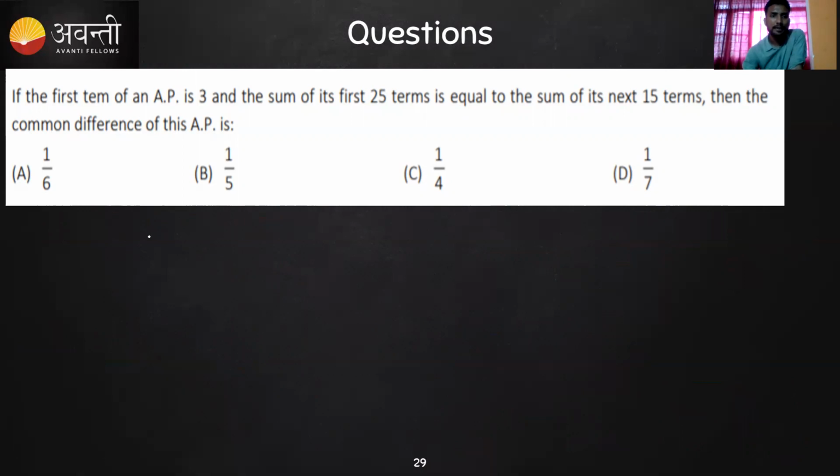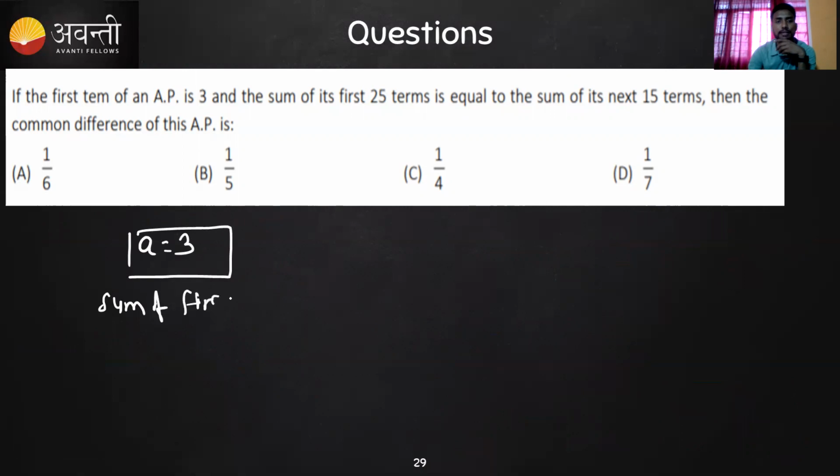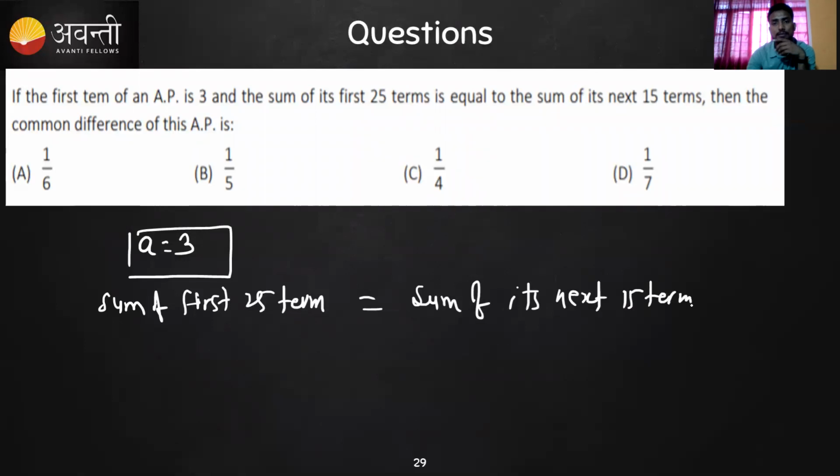So you can see here it is already given the first term of an AP. It means a is given, that is 3. And it is saying that the sum of the first 25 terms is equal to the sum of its next 15 terms. It means from the 26th term to the 40th term, whatever terms come, their sum should be equal, right?